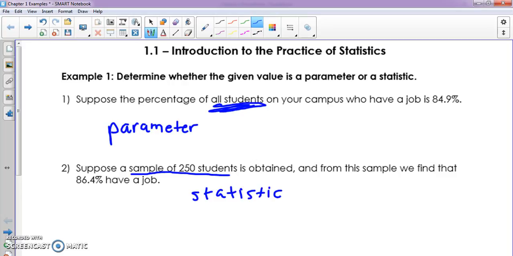So a good way to remember this is parameter is a numerical summary of a population. So both of those words start with the letter P. And a statistic is a numerical summary of a sample. Both of those words start with the letter S. So that's how you can remember parameter and statistic.